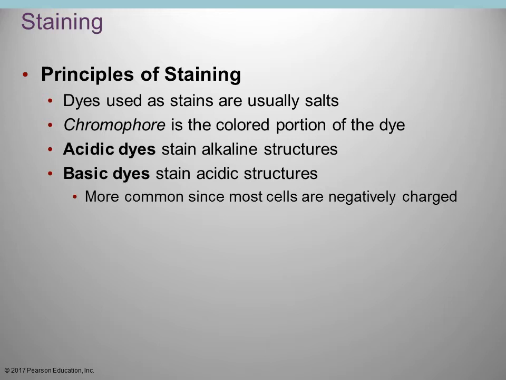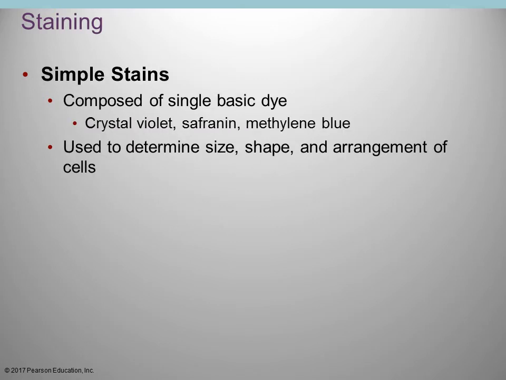So there are several different types of dyes. The acidic dye will stain alkaline structures. Basic dyes stain acidic structures. A simple stain is when you're using just one dye. And there are several different ones that we use. Three of the most common ones are crystal violet, which is going to look kind of a purple color, safranin, which is red, and methylene blue, which is a blue color.